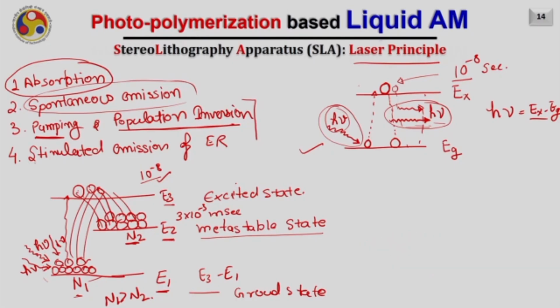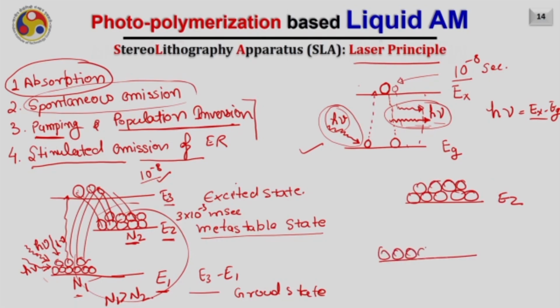Now let us discuss the last phenomenon, that is stimulated emission of electromagnetic radiation, because our question still remains. What we want is to produce a light where all the waves are in coherence. So how can we do that? Now let us consider only E2 and E1. As I have already said, there are a lot of electrons in E2 because population inversion already occurred, and there are few electrons in E1.